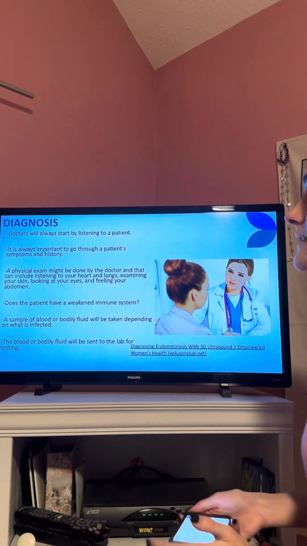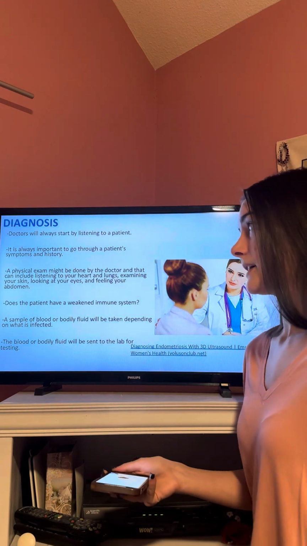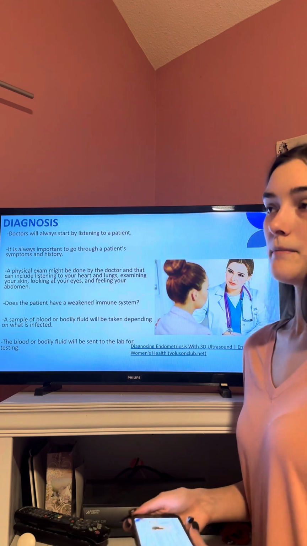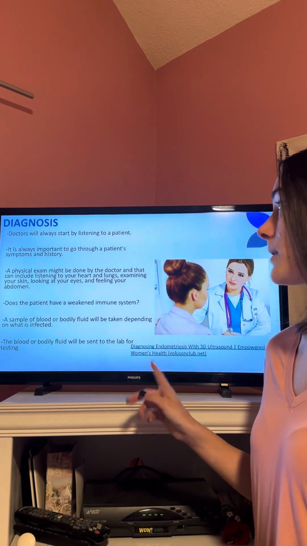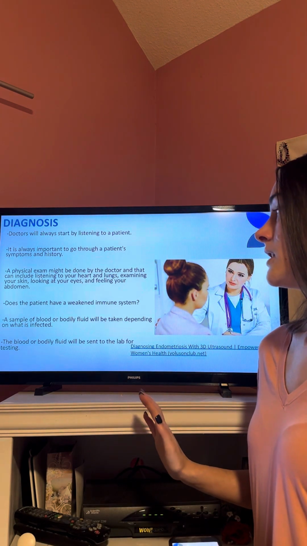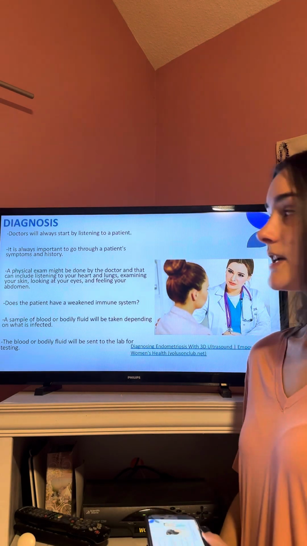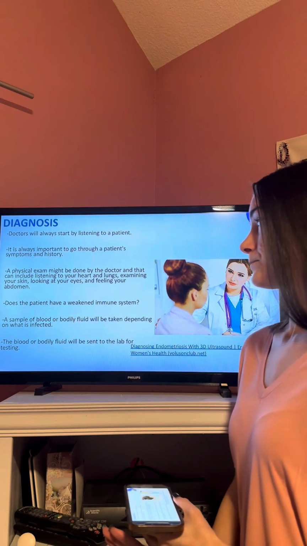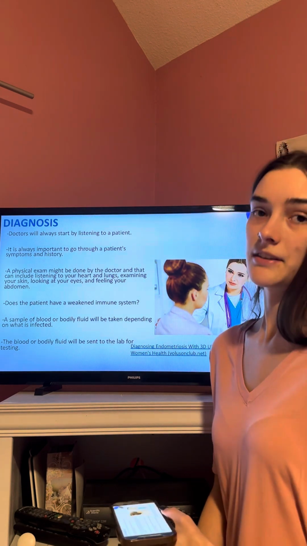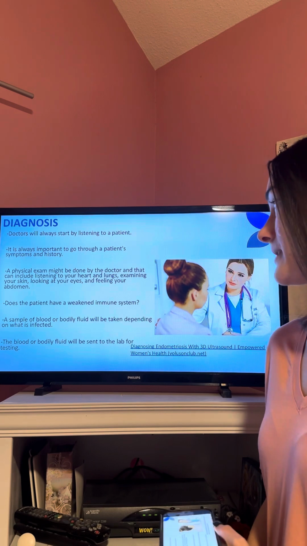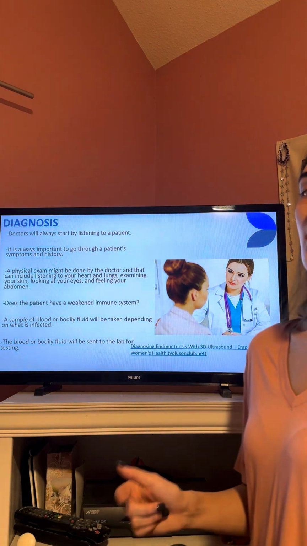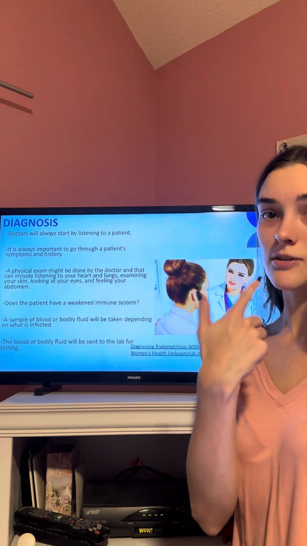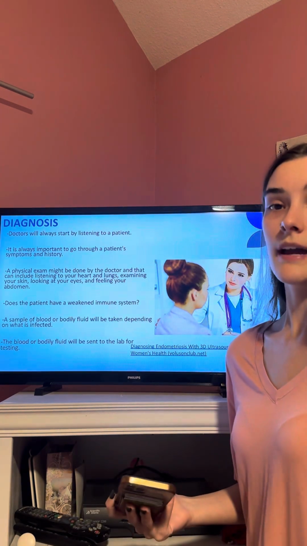Now, diagnosis. This is tricky because the symptoms from this bacteria can be anything, but to start off, the doctors will always start by listening to a patient and asking them questions about their history, where they've been, and what past medical issues they've had before, and they will ask them about their symptoms. A physical exam might be done by the doctor, and that can include listening to your heart and lungs, examining your skin, eyes, and inside your mouth, and they also might feel your abdomen.